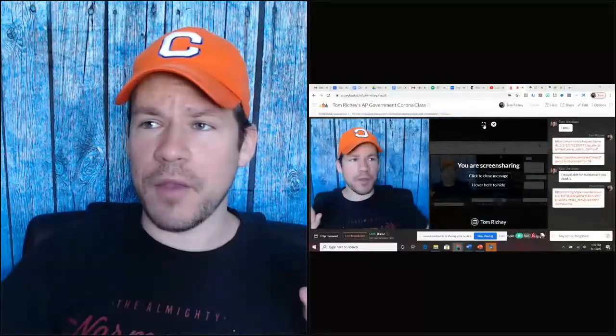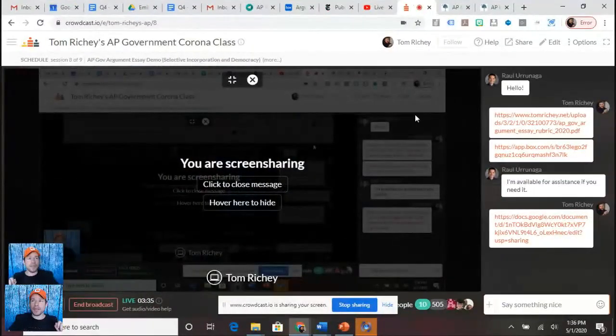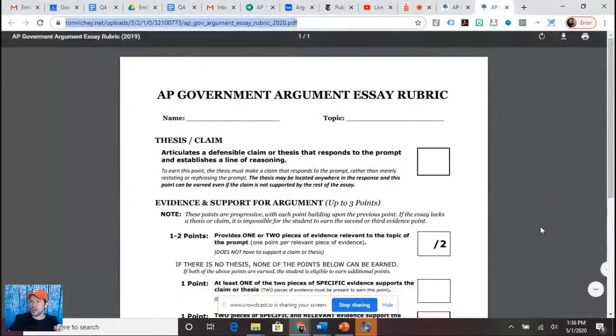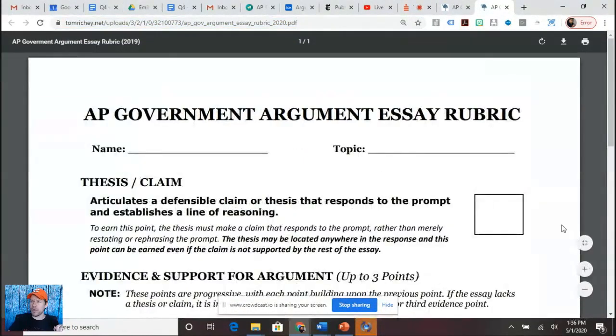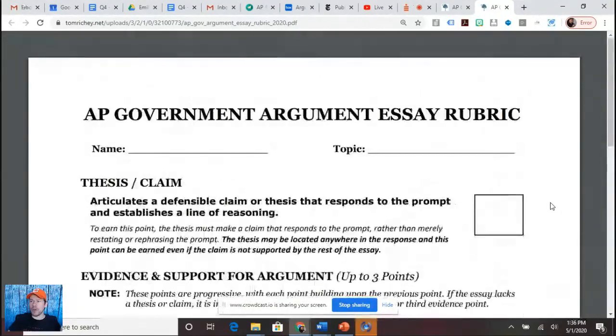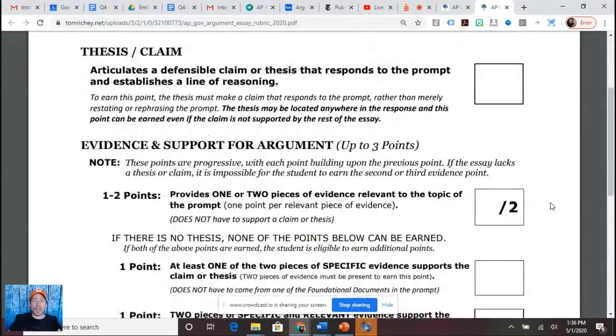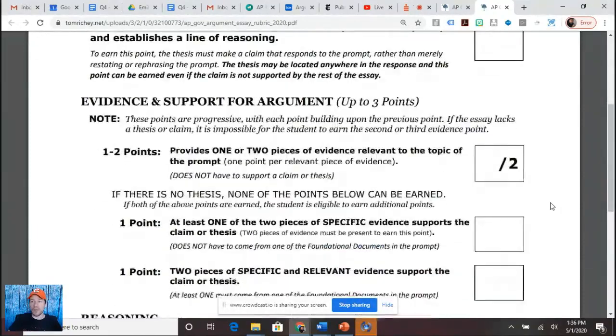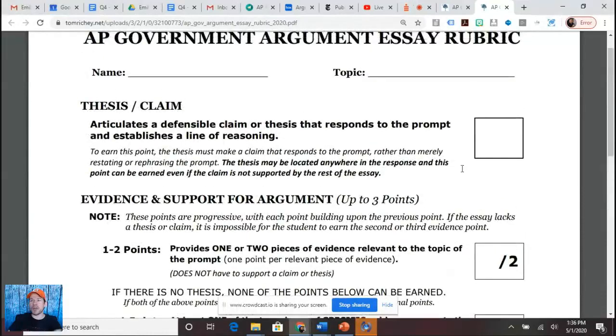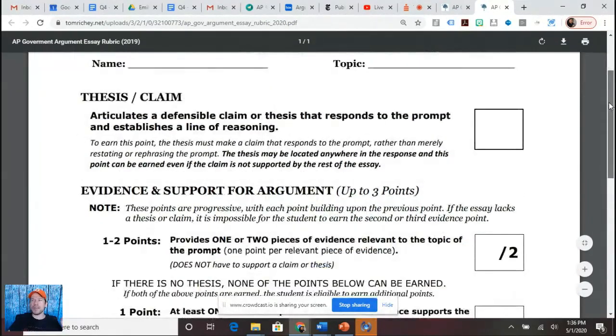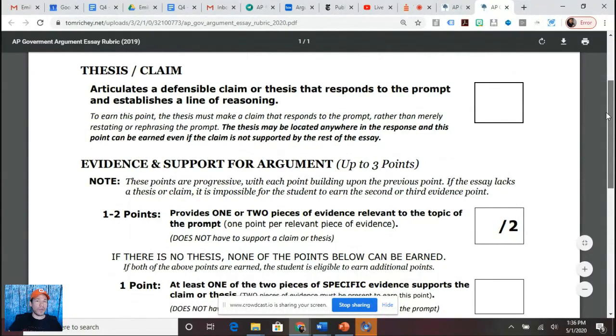Okay, so with that, ladies and gentlemen, just a quick refresher on the 2020 AP Government Argument Essay Rubric. That can be found at my website, and there is a link in the description. Looking at the rubric, first of all, this is very dependent on a thesis. 7 points total. Only 2 of those points can be awarded without a thesis. So make sure that you've got a clear thesis statement and that the documents or the evidence that you're using clearly supports that thesis.